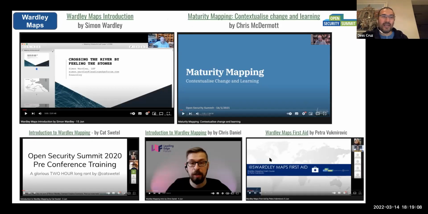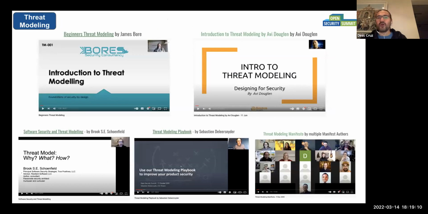And on threat modeling, you can see that there have also been a lot of really cool sessions, including a session with a lot of the individuals from the threat modeling manifesto. We got one from James, we got one from Avi, who is now here, one from Brook. Again, Brook, you're a common recurrence here, right? And then one from Sebastian, again a great guy, who was one of the founders or one of the ones who helped organize the first Open Security Summits. And that's also a great session from the Threat Modeling Playbook.